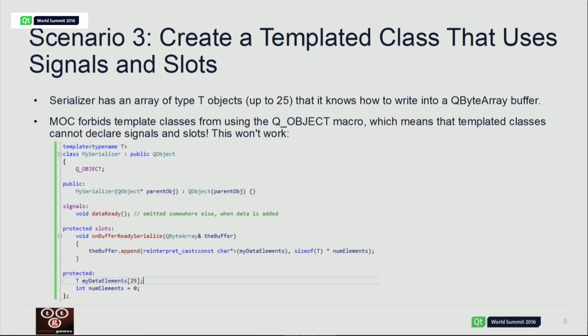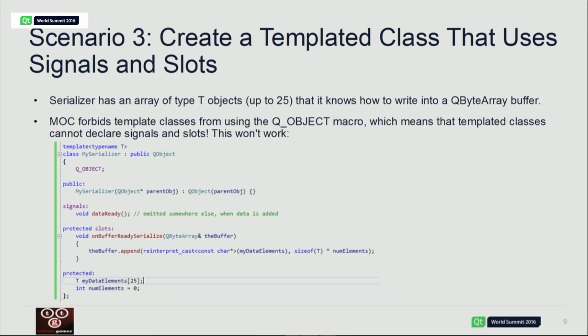It's a template because it holds objects of type T, up to 25 is an arbitrary example. And then it knows how to cast that into bytes and then just slam all the T objects into a buffer. And moc forbids us from using the Q_OBJECT macro, which means that we cannot declare signals and slots directly in this. So this below example won't work because it's a templated class. We can't have the Q_OBJECT macro there, we can't have the dataReady signal, and we can't have the onBufferReadySerialized protected slot. None of that will go.